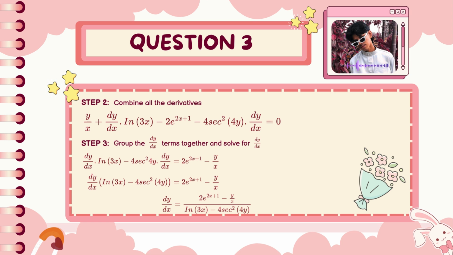Finally, we isolate dy over dx by dividing both sides by the expression in brackets. Dy over dx equal to e power of 2x plus 1 minus y over x over ln 3x minus 4 sec square for y. And that's our final answer. We have successfully found dy over dx by applying implicit differentiation, carefully using the product rule and chain rule, and rearranging the resulting expression algebraically. This step-by-step process shows the importance of treating y as a function of x throughout the differentiation.